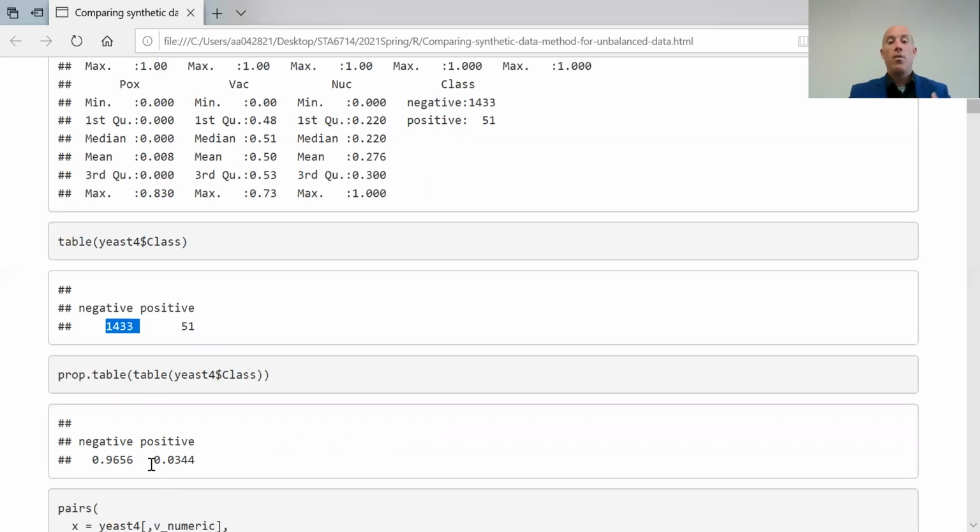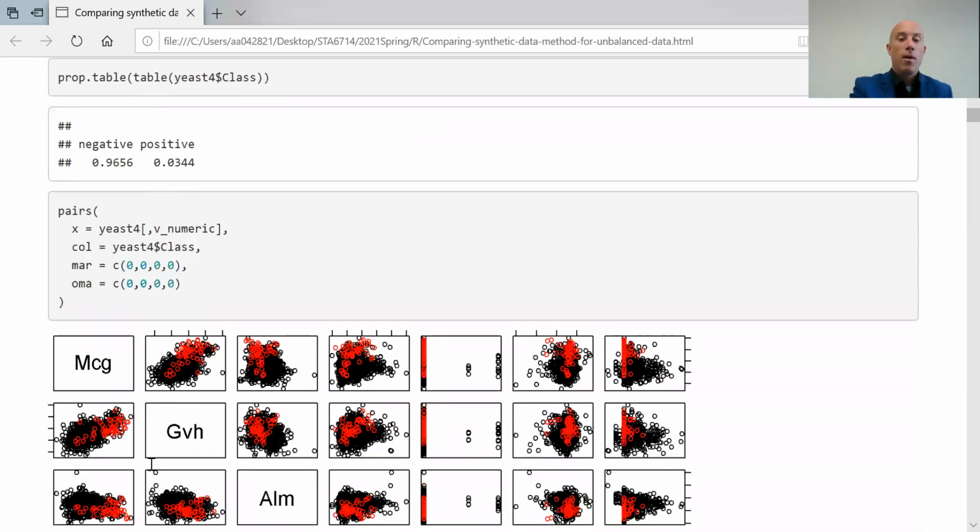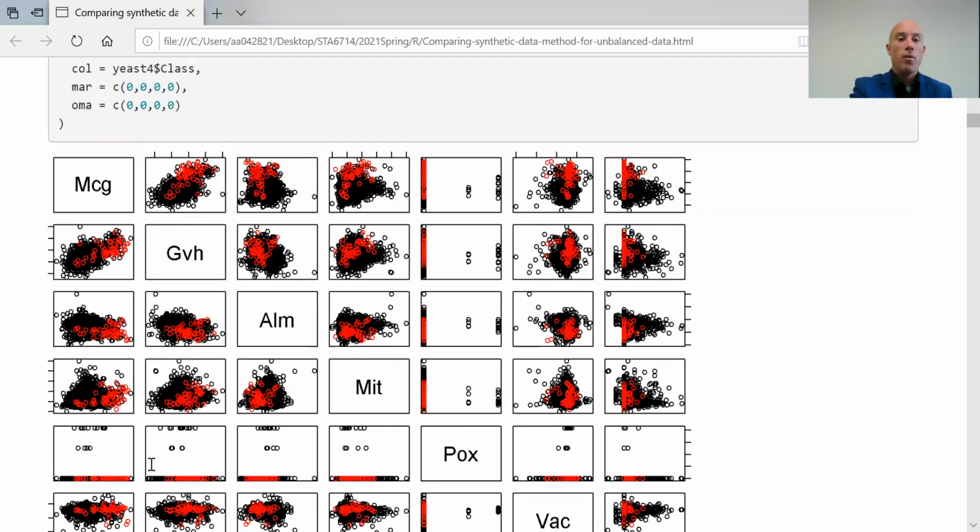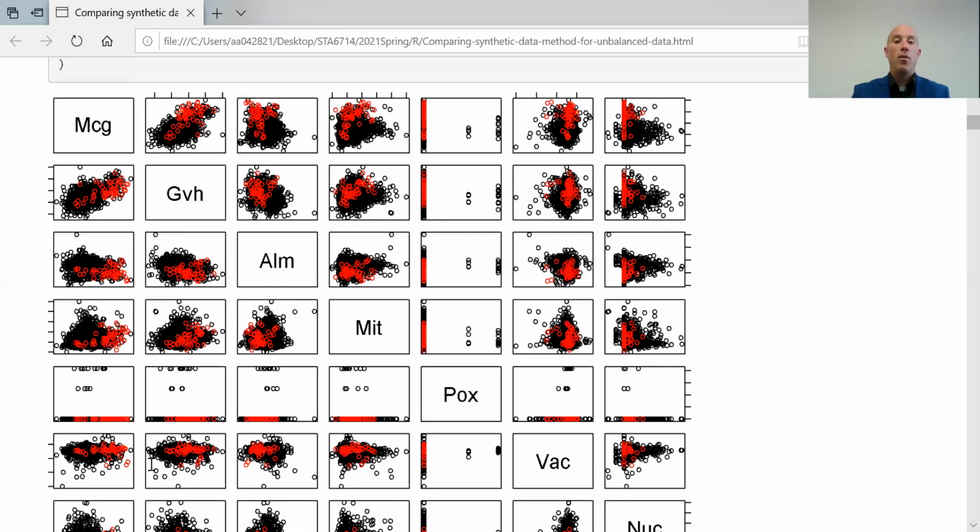I don't have enough of a signal in there for the modeling structure to detect positive cases. Now to get an idea of what's going on with the data, let's go ahead and run pairs. What I do here, when it's positive, it's a red circle. When it's negative, it's a black circle. And this can give me an idea of the distribution of my data if I look through.